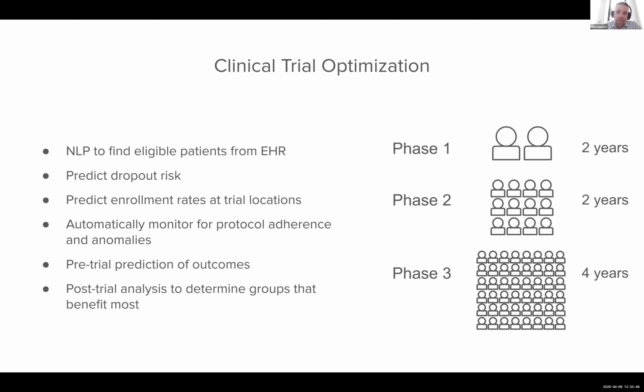Basically, there are lots of places where companies and organizations can use AI and machine learning. That includes natural language processing to find eligible patients from the electronic health record, predicting dropout risk of patients, and predicting enrollment rates at trial locations, so optimizing your choice of trial locations. It also includes automatically monitoring for protocol adherence and anomalies, so you can reduce any adverse effects earlier, and pretrial prediction of outcomes, so really just coming up with better drugs to test. And then post-trial analysis to determine groups that might benefit the most.